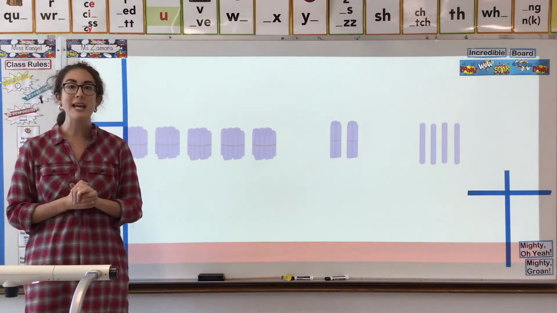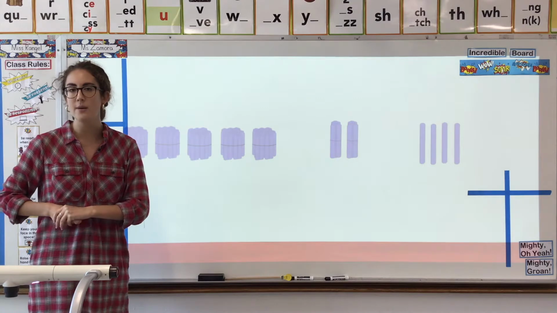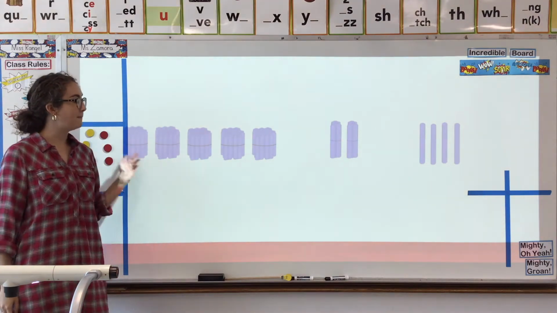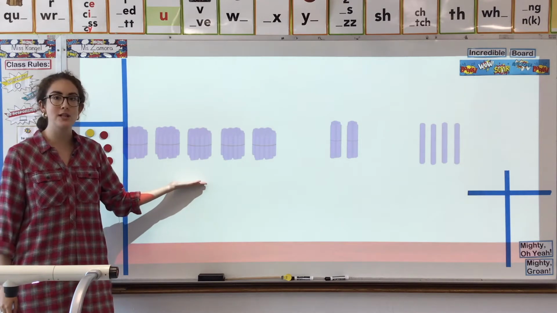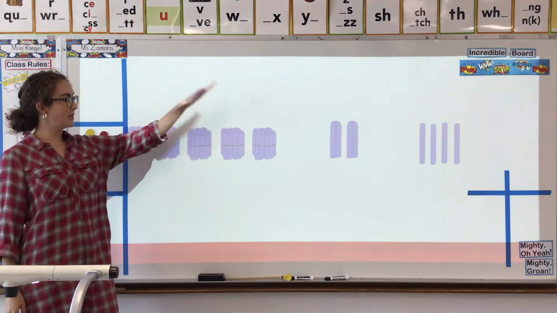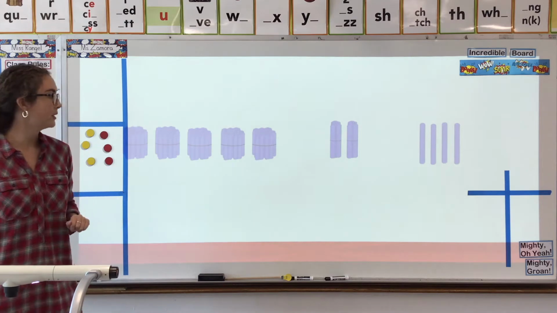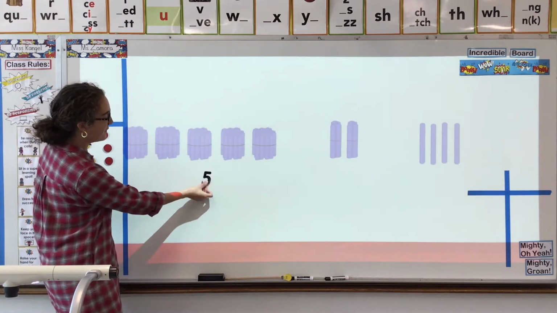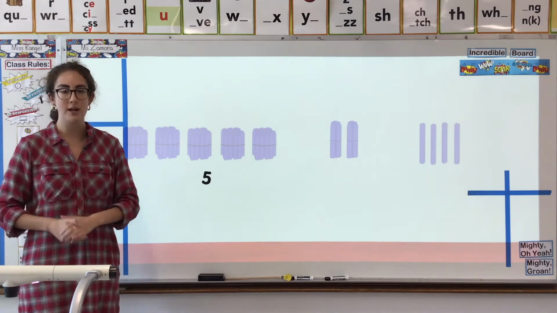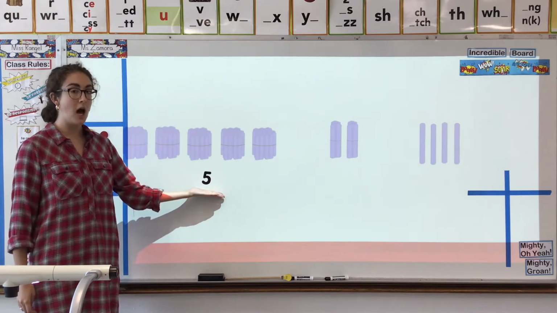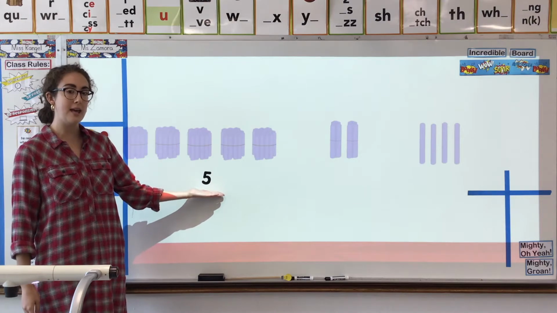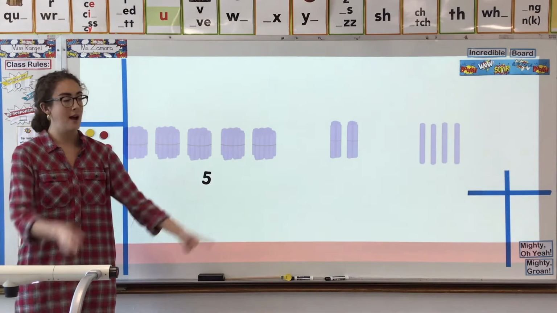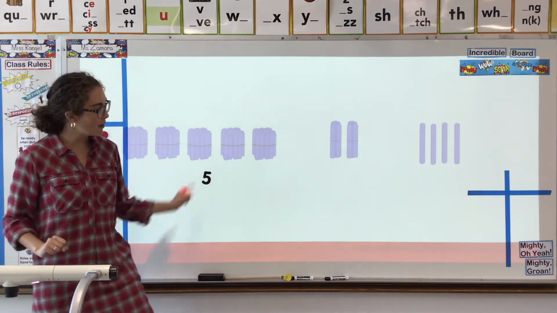Okay, so we have bundles of sticks up here and these represent a number. How many bundles of 100 do we have? We have 5 bundles of 100. And 5 bundles of 100 is 500. Good job.